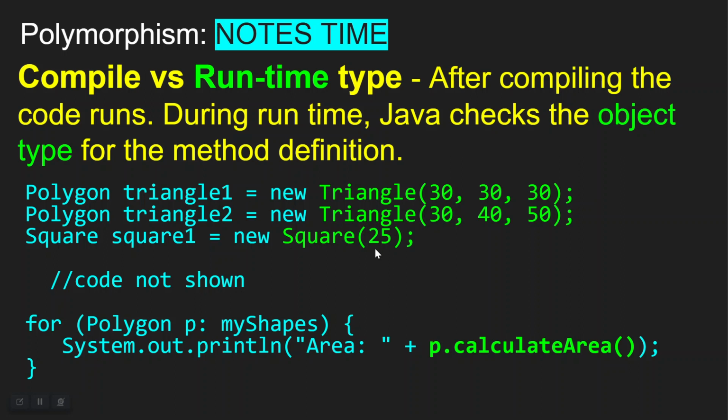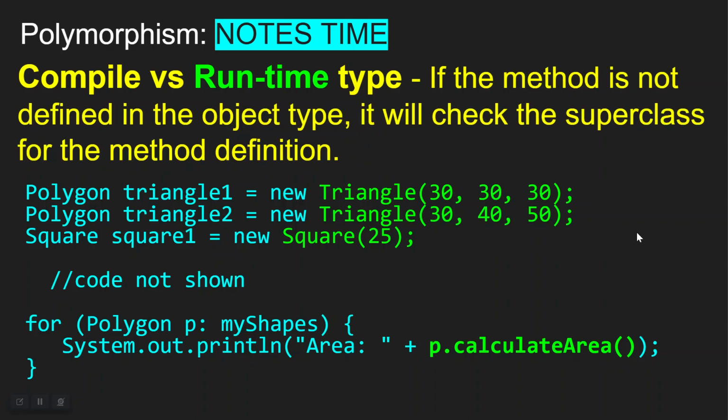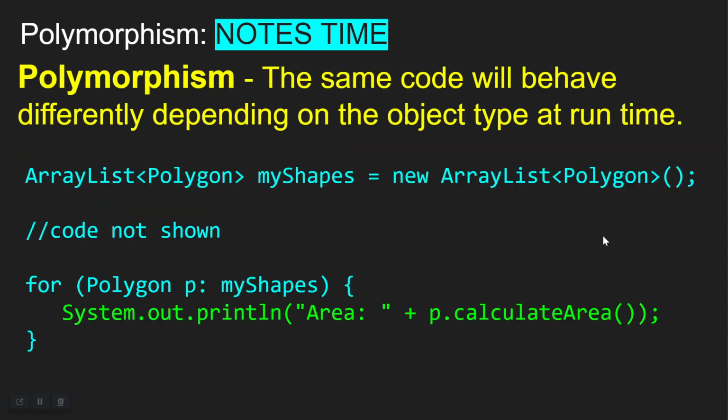And then the same thing down here for the square class. When it's running, Java is going to go to the square subclass and look for the calculate area method. So that's what's going to allow it to run differently. Now, if the method is not defined in the object type, again, it's going to check the superclass for the method definition. So that's just important to know how those things will behave. So again, polymorphism is the idea that the same code will behave differently depending on the object type at runtime.